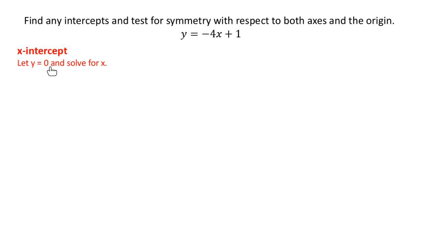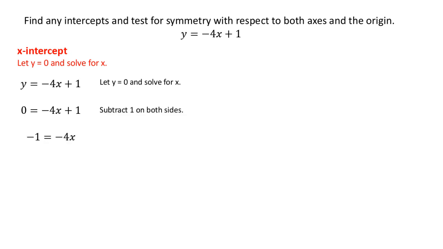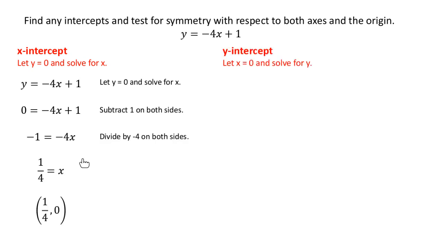And again, we're going to set y equal to 0 and solve for x to get our x-intercept. So this is our equation, y equals negative 4x plus 1. We set y equal to 0, and let's solve for x. We're going to subtract 1 on both sides. And then we're going to get negative 1 equals negative 4x. Then we're going to divide by negative 4 on both sides. And when we do that, negative 1 divided by negative 4 is going to be a positive 1/4. And negative 4 divided by negative 4 is just 1, which gives us the x. So our x-intercept as an ordered pair is given by the x value 1/4, and again, our y value is equal to 0.